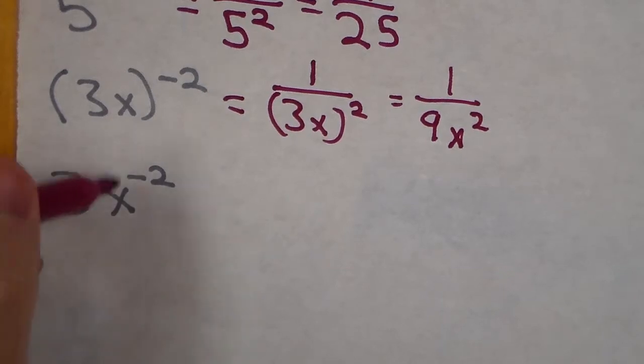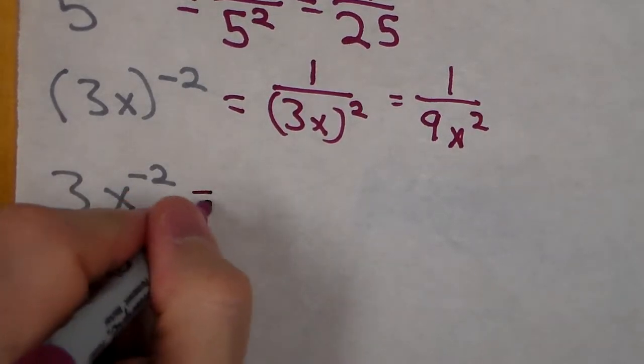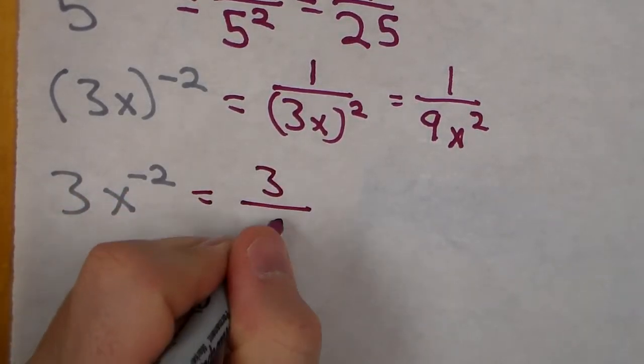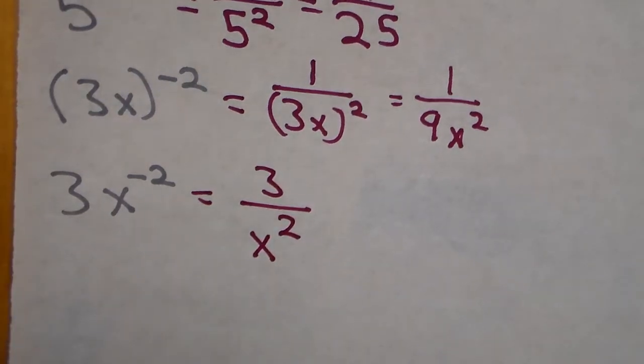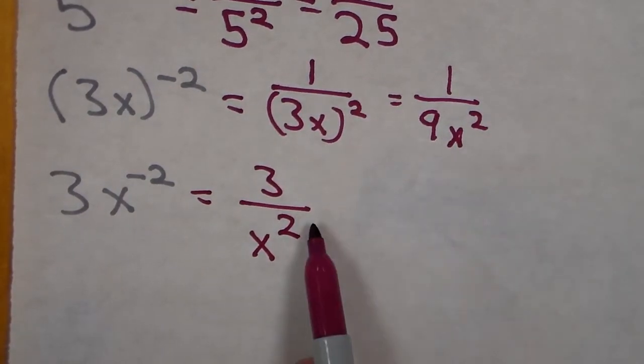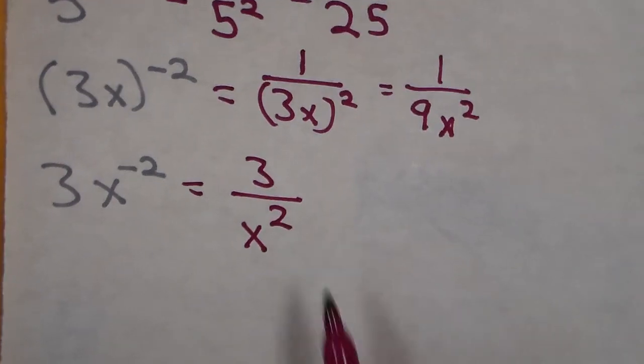What's different in this one, because the negative 2 only applies to the x, is the x is what goes down there and becomes squared. Very different answers here. 1 over 9x squared as opposed to 3 over x squared.